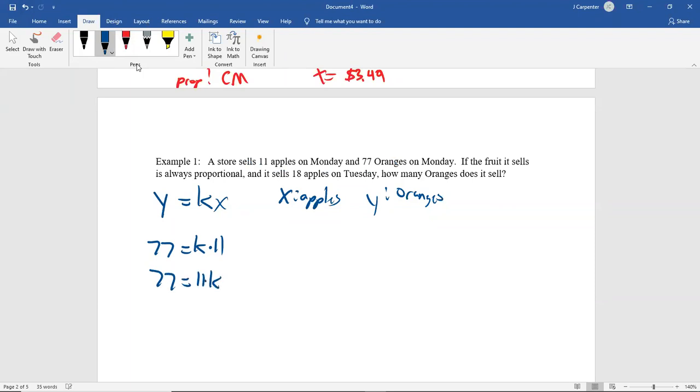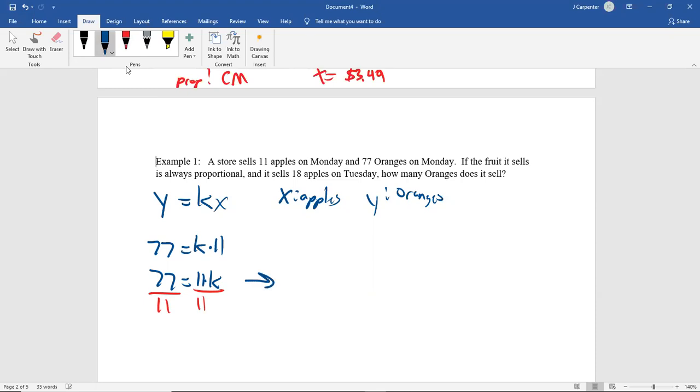A lot of people really like to write the 11 before the K. I know I do. I don't always show that, but it is better written this way. 77 equals K times 11, same as saying 77 equals 11 times K. So then what we're going to do is divide both sides by 11 because that's 11 times something. To undo it, we divide.